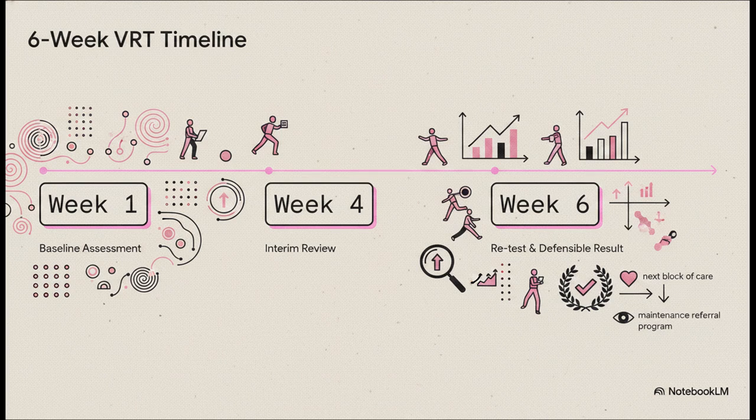Clinical trial data shows us that structured VRT, when initiated early, achieves age-normal balance and gait by 4 to 6 weeks in roughly 80% of acute unilateral hypofunction patients. So retesting at that 6-week mark gives you that rock-solid, defensible result that drives whatever comes next, whether that's another block of care, transitioning to a maintenance program, or referring them on to a specialist.